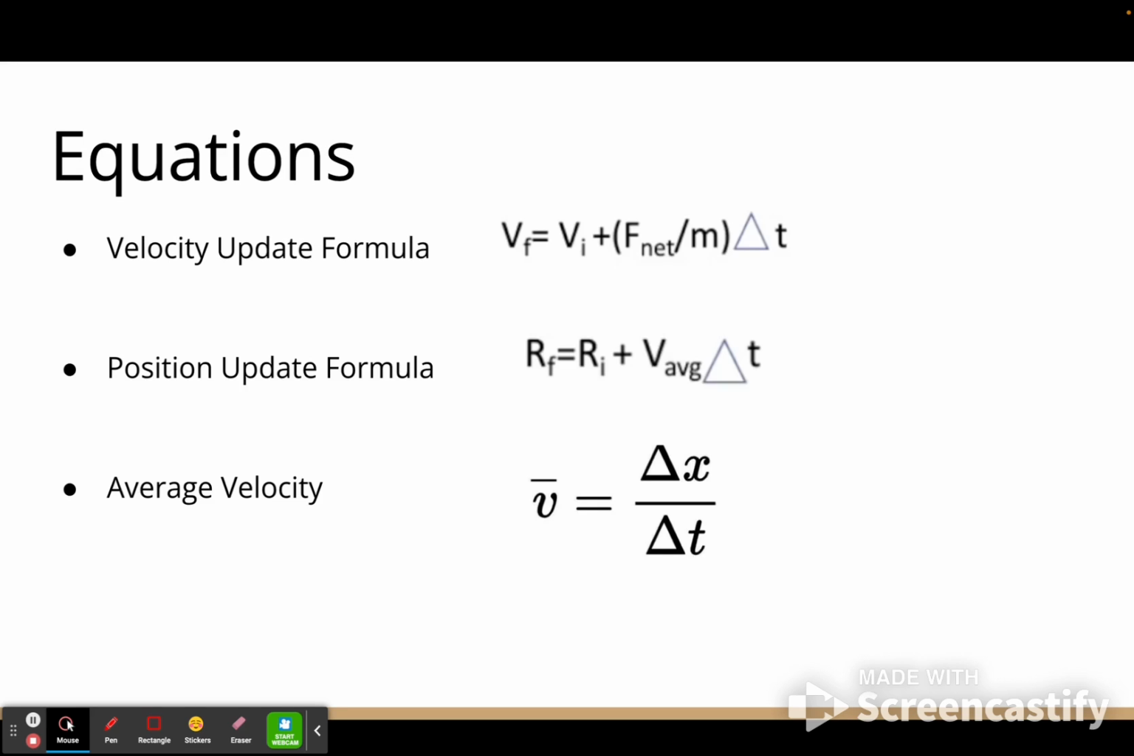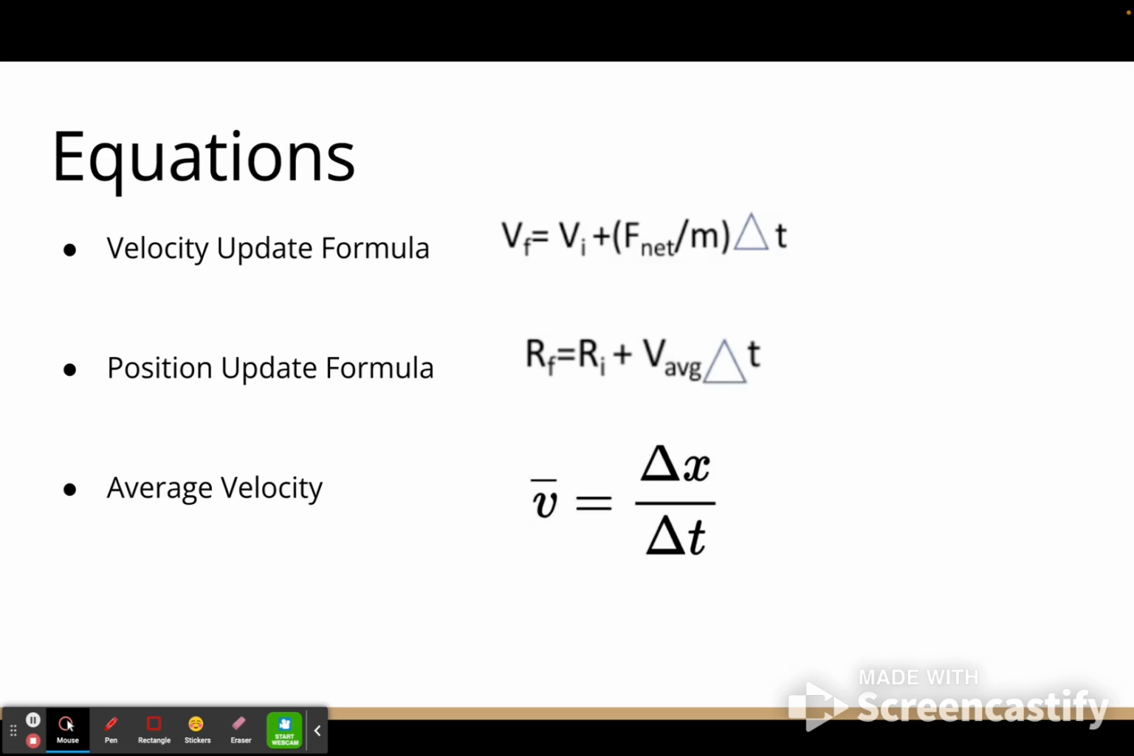The equations that we will use for the lab include the velocity update formula, the position update formula, and the average velocity formula. The velocity update formula says that the final velocity is equal to the initial velocity plus the net force divided by the mass multiplied by delta t. The position update formula states that the final position is equal to the average velocity multiplied by delta t. And the average velocity formula says that the average velocity is the displacement over delta t.